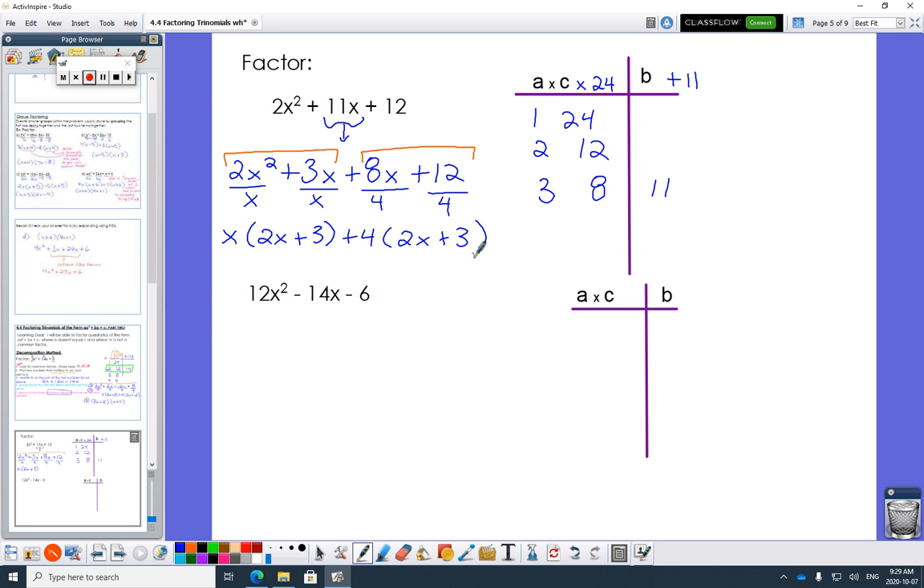Okay, we're going to common factor our binomial, but it doesn't matter. You could write the x plus 4 first and the 2x plus 3 last. It doesn't matter, because when multiplying, the order doesn't matter.